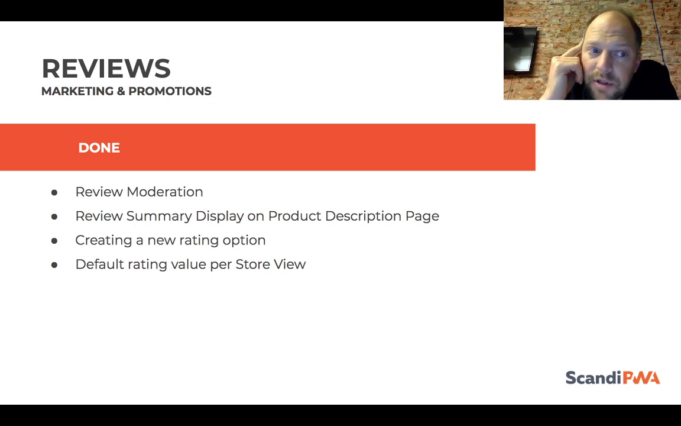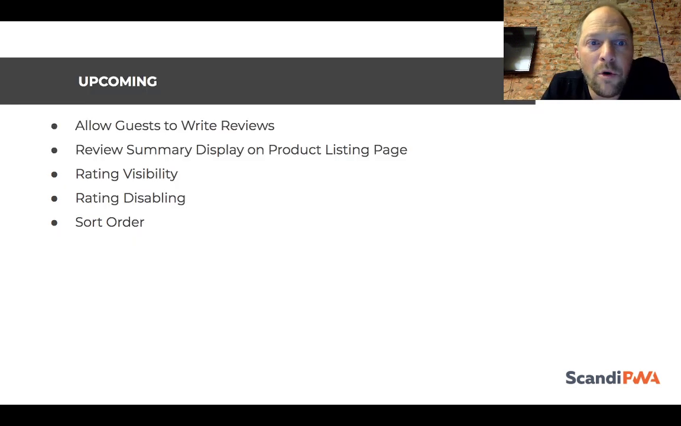Summary display on product description page, creating a new rating option. So it can be quality, value, or whatever. Value for money, Instagram worthy product from 1 to 5, anything you like. You set it up in backend and it will appear in ScandiPWA theme. Default rating value as well per store view. Some more things to come.